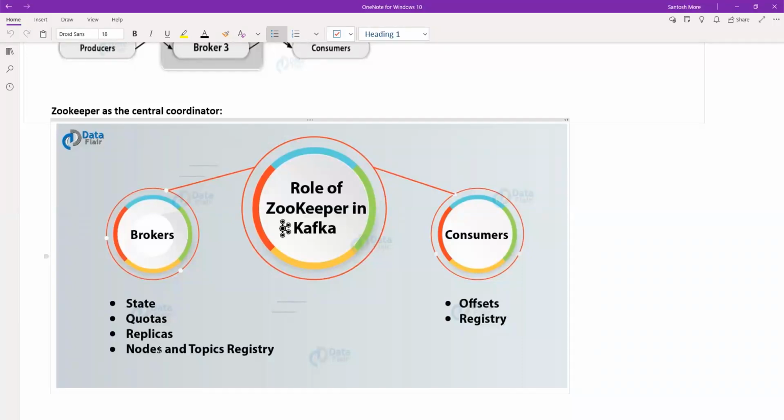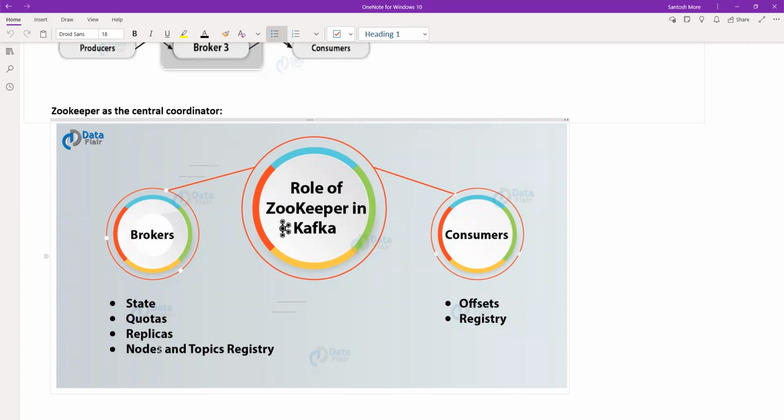And for consumers, there are the offsets, as we all know. When a consumer is dealing with a particular partition, the current offset it is reading is stored in the Zookeeper, and it also has a registry.